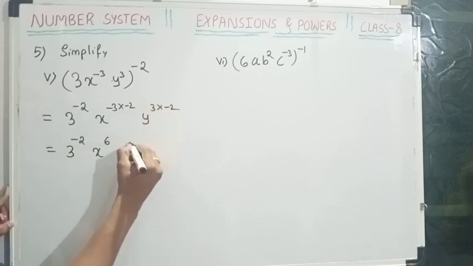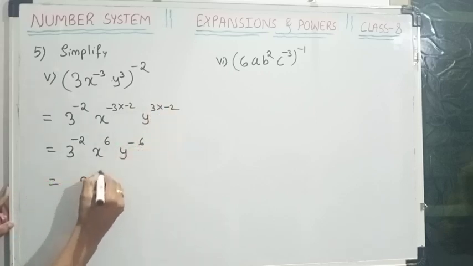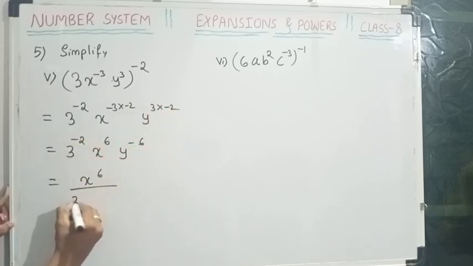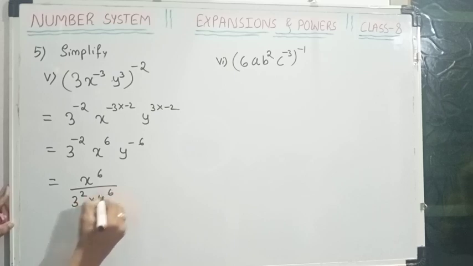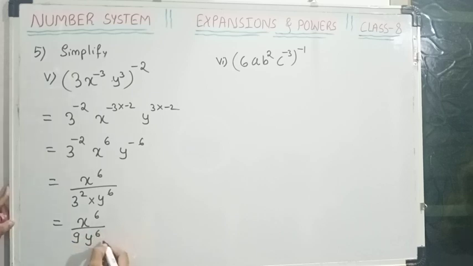y to the power 3 into minus 2 is minus 6. I'll bring this minus to the denominator: 3 square into y to the power 6, x to the power 6. 3 square is 9, so we get x to the power 6 over 9 y to the power 6. We can also write this as x.